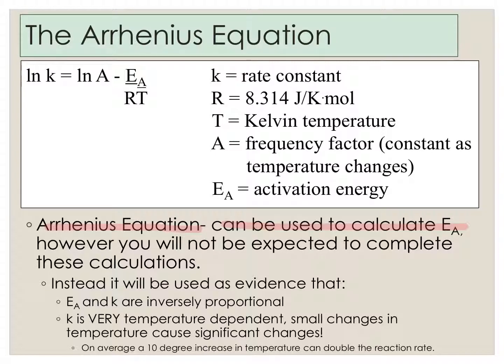So the first relationship we need to look at is that activation energy and K are inversely proportional, which makes sense. The higher the activation energy, the lower the K. The higher the activation energy, the slower the rate. The lower the K, the slower the rate. Okay? Lower K is slower. And K is very temperature dependent, and we can see that based off of this equation here.